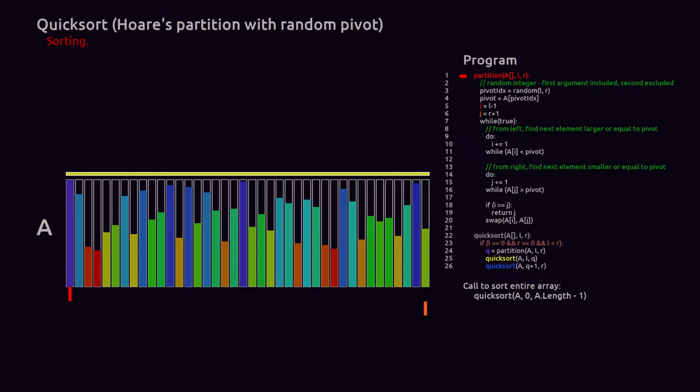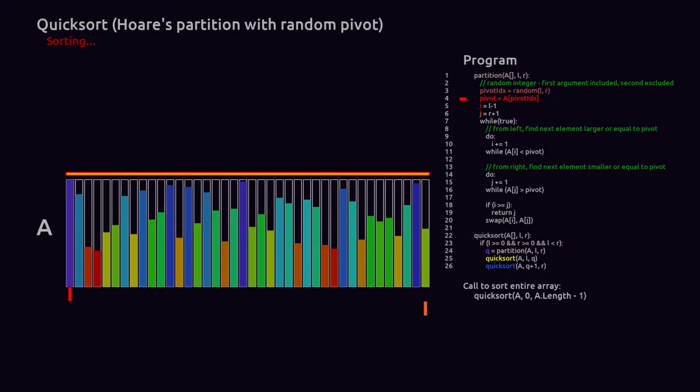Now we get to the partition function. The goal of the partitioning function is to divide the current partition into two. In addition, it swaps elements so that all the elements in the second partition are larger than all the elements in the first one.